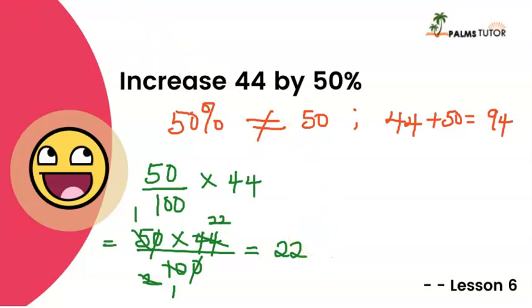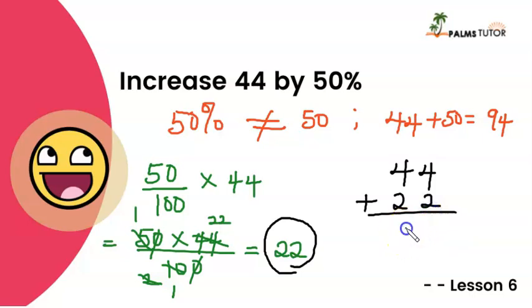Now, what we are asked to do is to increase 44 by this value. So now we would have our 44 plus 22. What does that give us? We have 64. So increasing 44 by 50% gives us 64. 44 has increased by 50% of its own value, not adding 50 directly to 44. You see the difference? This is 64 and this is 94.